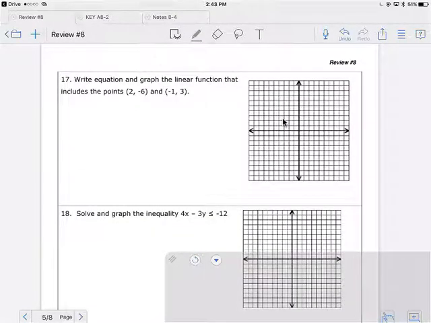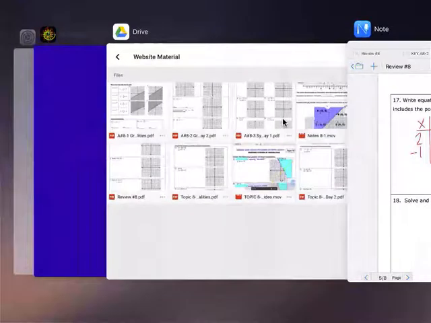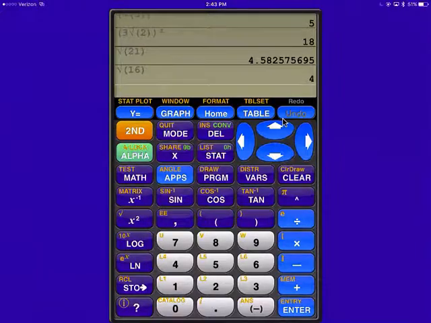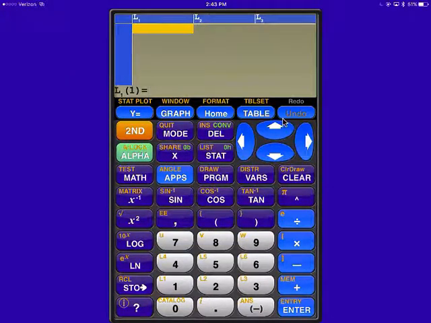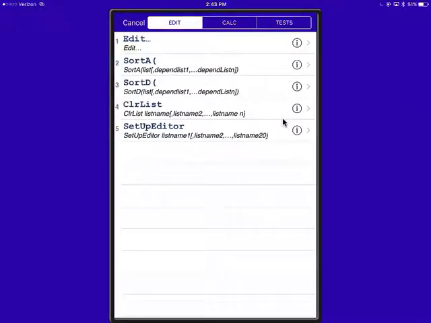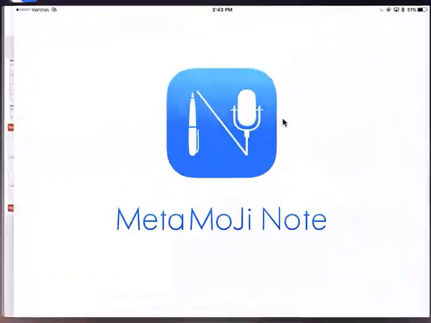Problem 17 asks me to write an equation and graph the linear function that includes the points 2, negative 6, and negative 1, 3. So for this, I will use stat edit because I have 2 points. So stat enter. And I'm typing 2, negative 1, so my x's and my y's. Stat calc 4. And I get y equals negative 3x plus 0.